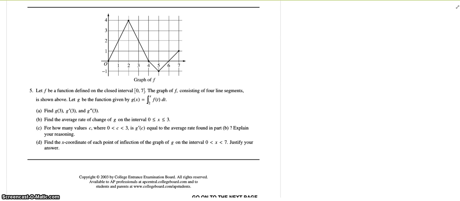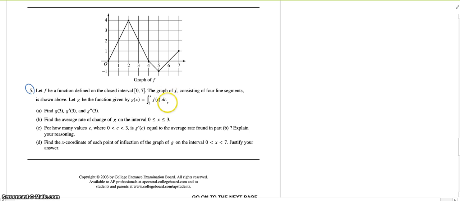Hello, so today I will solve this problem from AP 2003, Calculus BC. This is from 2003 Form B, number 5. When we read here, we know that this is the graph of f, a piecewise function graph, and we're given that the function g of x equals the integral from 2 to x of f(t) dt.